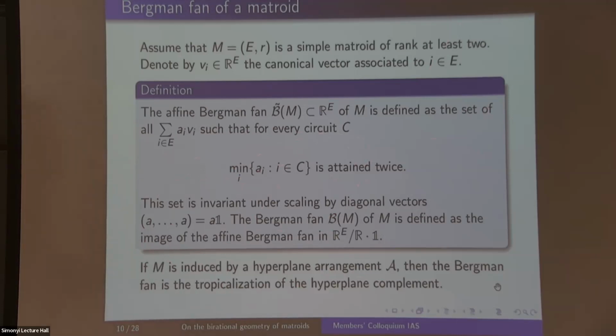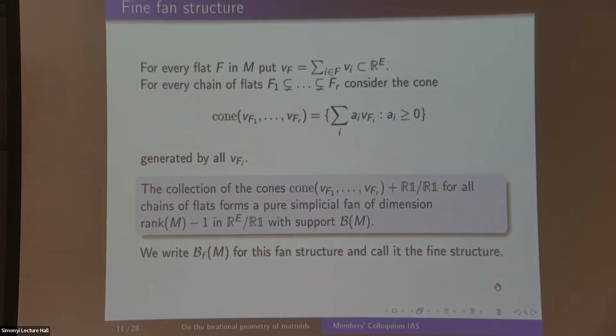For me, this is somehow the first geometric way I have encountered these things, but this is the definition which works for any matroid. Up to now it's only a set, a stupid set in some vector space. Wouldn't it be interesting if we had a combinatorial structure on it? And this I'm going to define now. I'm going to define a fan structure. So we will write this space as a union of cones in a way which makes it a nice fan, namely a pure simplicial fan.